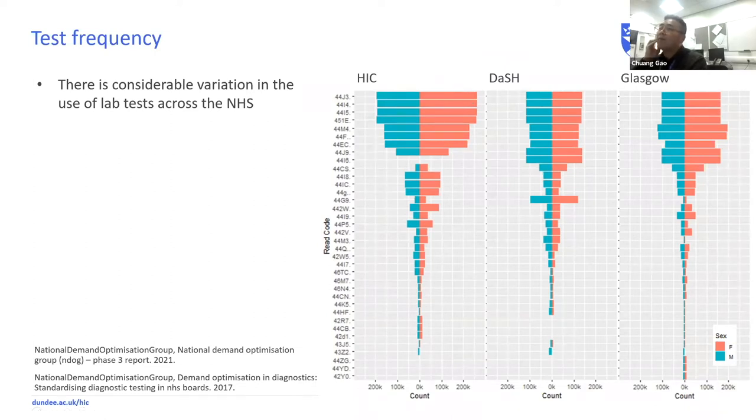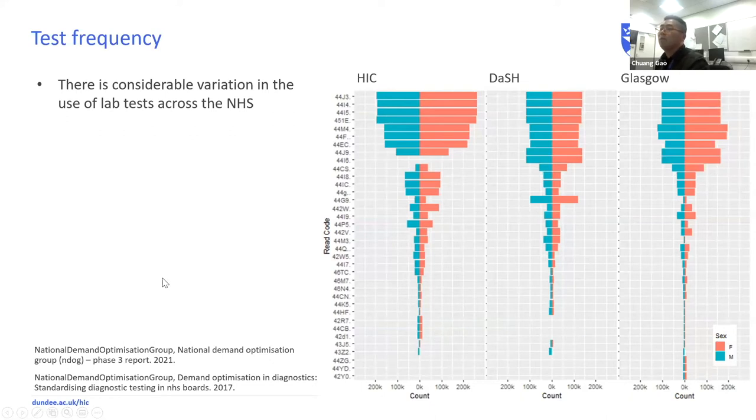But there are considerable variations in the use of laboratory tests across the NHS. For instance, you can notice this test. It's a really small number here. It's being used in T75, but it's a really small number, compared with other safe havens where it's really widely used. And you also observe differences in other tests as well.